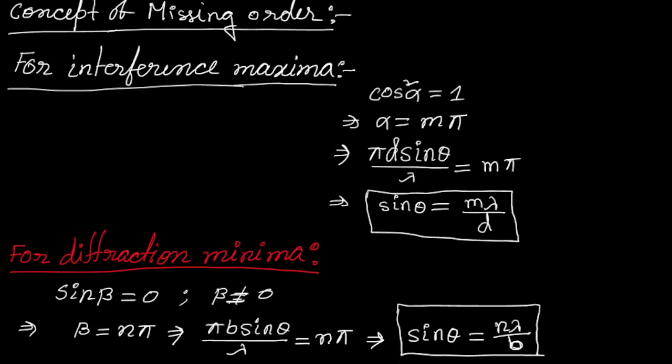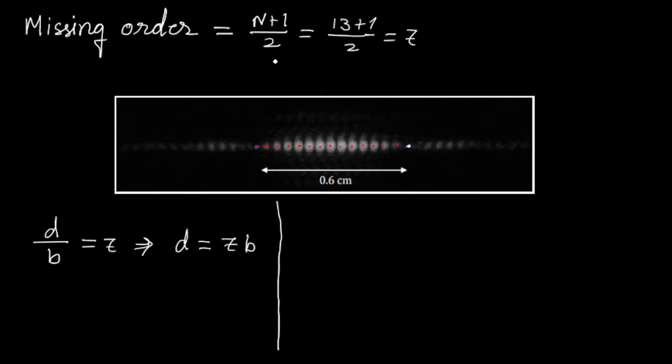So for that, let's just draw a simple diagram again here. This is the center position, and then we have 2 slits like this, and this is the angular position of the first diffraction minima. So this is the angle theta.